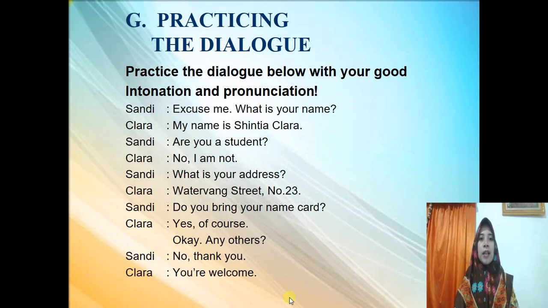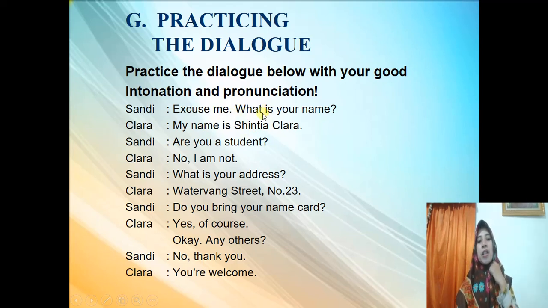Well, I will continue next with practicing the dialogue. Practice the dialogue below with your good intonation and pronunciation. I have explained to you before about intonation and pronunciation. Now, let us practice the dialogue below together with good intonation and pronunciation.